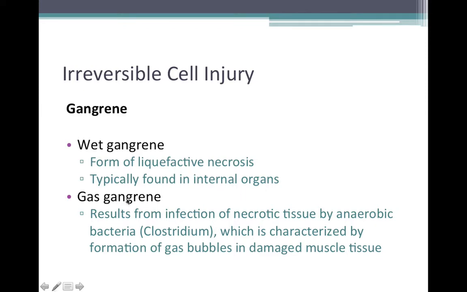Gas gangrene is actually an accumulation of gas within the tissue that's typically caused by necrosis or death of tissue that coincides with an infection, especially an infection of Clostridium bacteria. Like if you think of Clostridium botulinum or Clostridium tetani, those are forms of bacteria that in excess in infection can lead to gas gangrene, which is basically an accumulation of gas in that tissue.